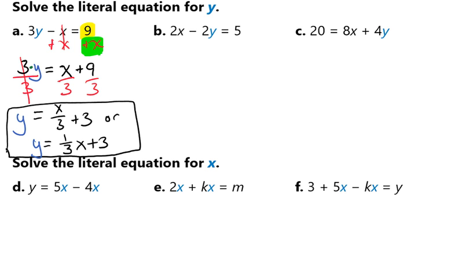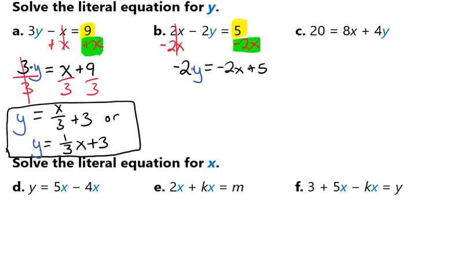Let's look at our next example. Here we have 2x minus 2y equals 5. So again, we're trying to get the y by itself. So we'll subtract 2x from both sides, leaving us with -2 times y equals -2x plus 5. Because remember, those can't go together because the 5 doesn't have an x, but the -2x does.